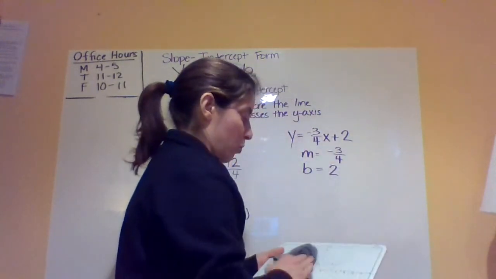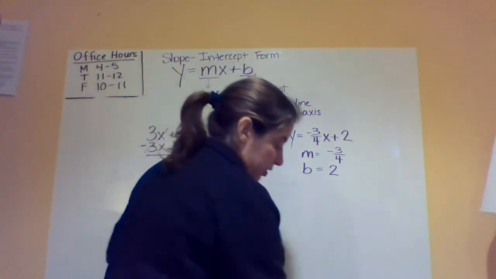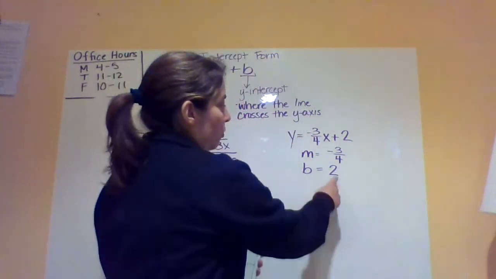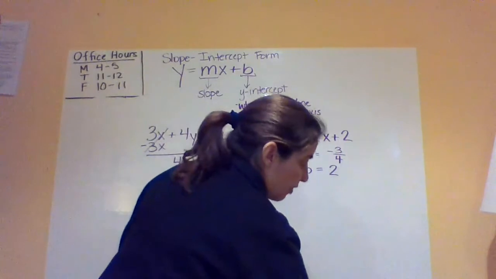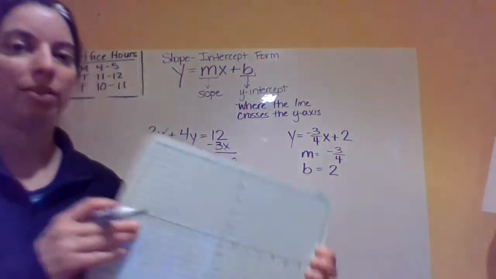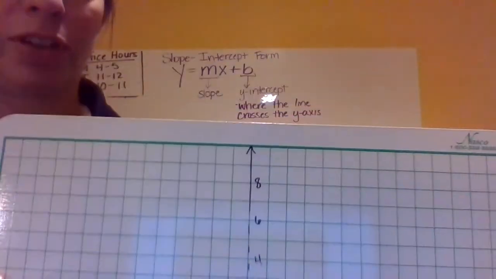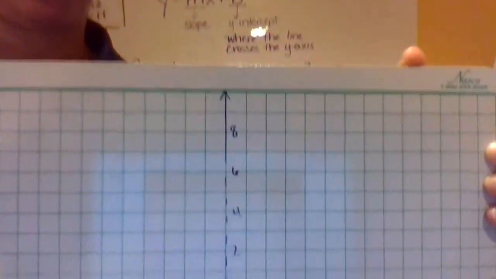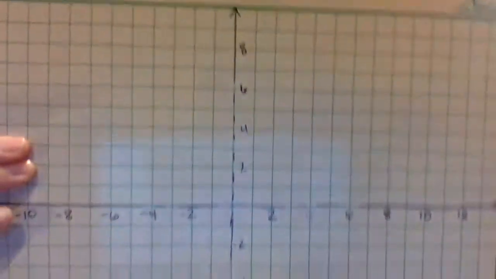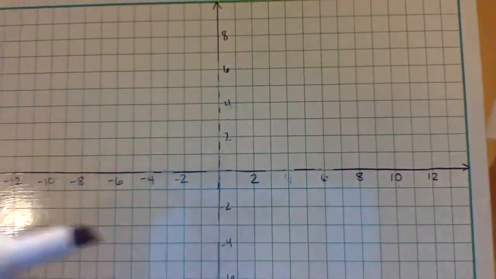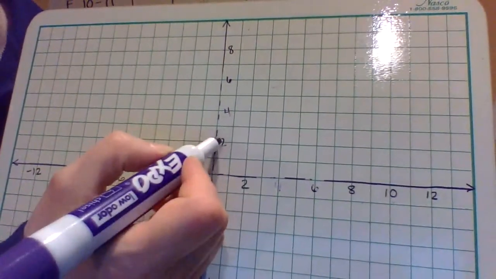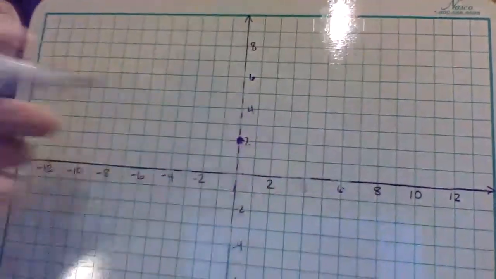So what I'm going to do, again, like the directions said, is graph the y-intercept first. That gives me a starting point. I'm going to use this little grid because it's a little easier for you to see. So I'm going to graph my y-intercept, and that is 2. Remember, that's where it crosses the y-axis, positive 2. So I'm going to put a dot right there.